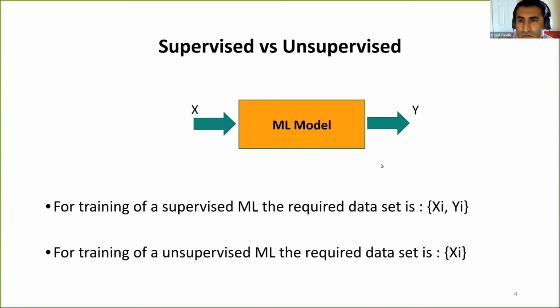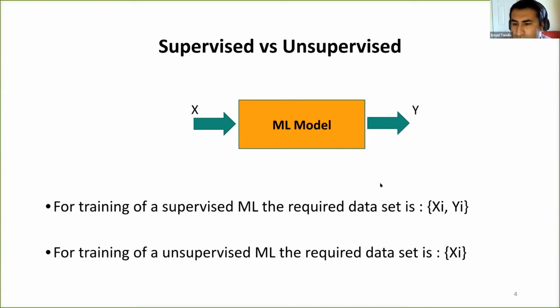As an introduction to supervised and unsupervised learning from a practical point of view, you can see the conventional machine learning model receives X and gives you Y. And in the sample of the data set for training of supervised learning, you need pairs of X and Y in your data set, which is called ground truth data, which means that for each X, you have to have access to a corresponding Y.